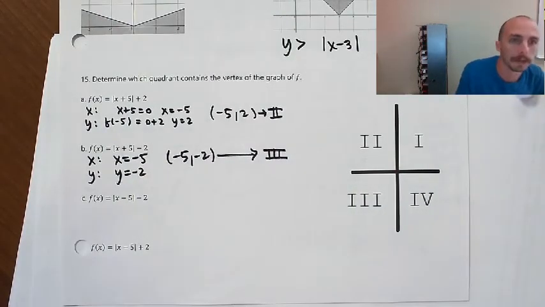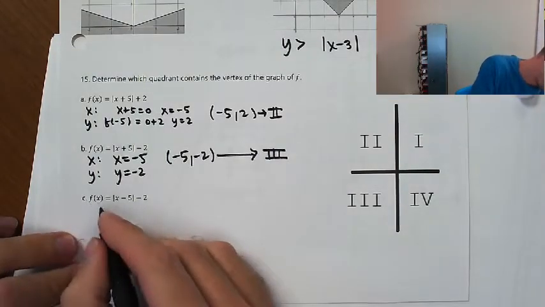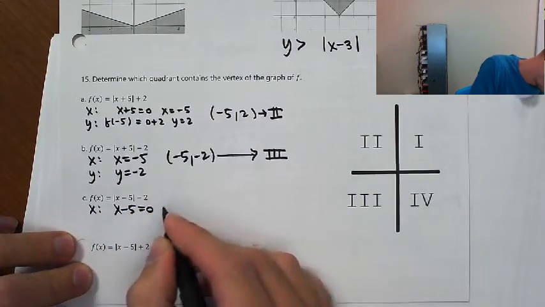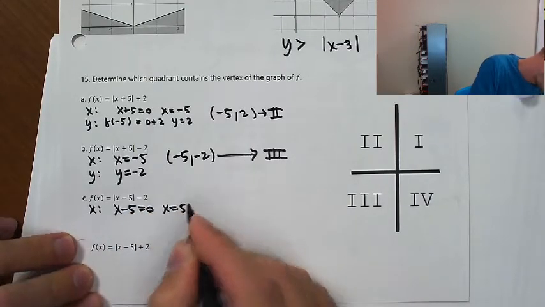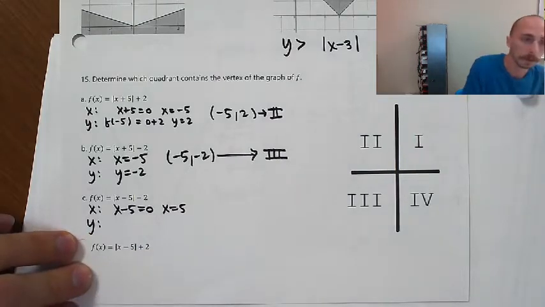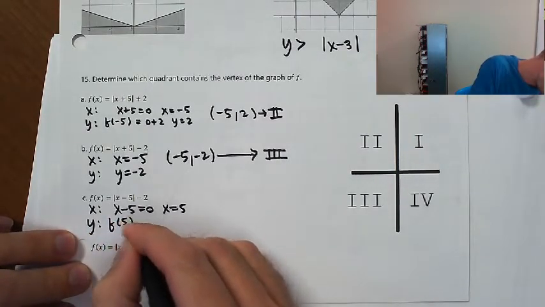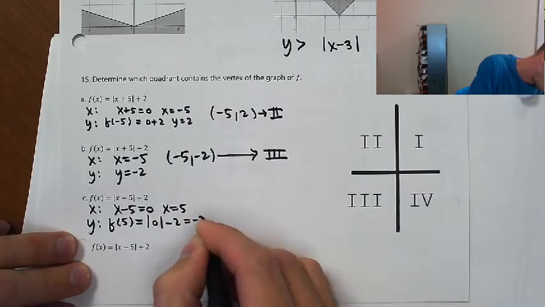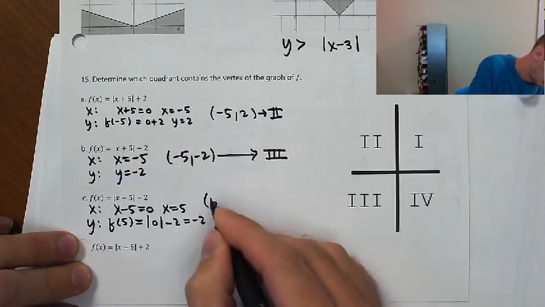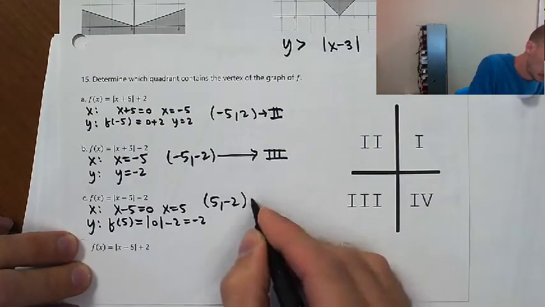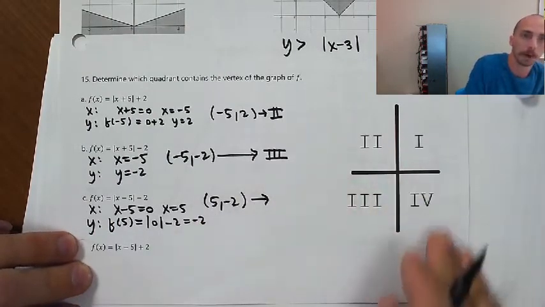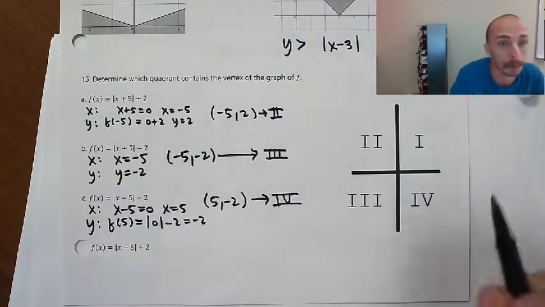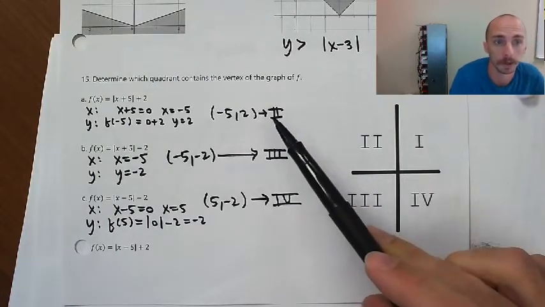Okay. x minus 5, absolute valued, minus 2. That's a little different. To compute x, I'd say x minus 5 equals 0, and that would be x equals 5. And then to compute the y coordinate, I plug in f of 5, which is just plugging in 5 wherever I see x, so the absolute value of 0 minus 2, that's negative 2. So if I've got positive 5 and negative 2, where x is positive and y is negative, that's quadrant 4.